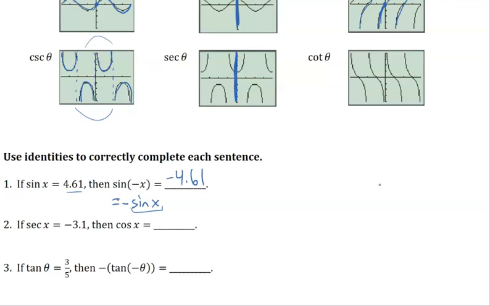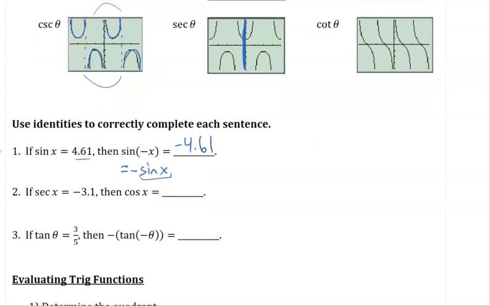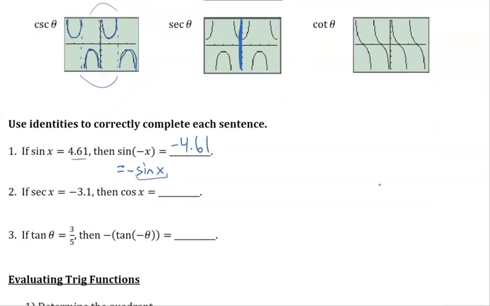For number 2, it says secant of x is equal to negative 3.1, and we're looking for cosine of x. Well, we know the relationship between secant and cosine is that they are reciprocals of each other. So if I know that secant of x is negative 3.1, cosine is the cosine ratio for x. We're not changing the angle, we're changing the ratio. Turn it into a fraction if you need to. The cosine of that same angle is the reciprocal of this. So negative 1 over 3.1. Or you can put the negative in the bottom, it's the same thing.